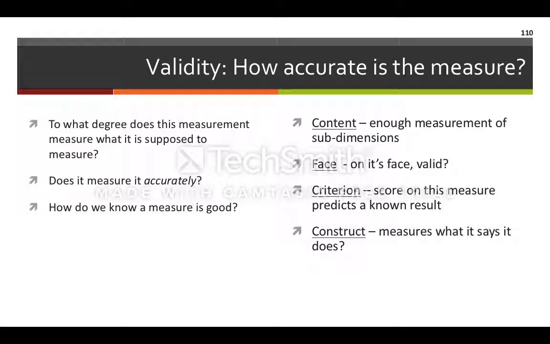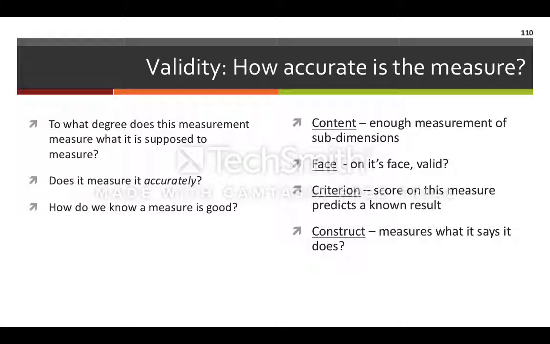So validity, again, it's looking at how accurate is this measure, how trustworthy is it? And there's various kinds of validity. The most basic one is what's called face validity, which is kind of eyeballing it and saying, okay, in this patient's satisfaction survey, we're asking about things like wait time, quality of communication, and cleanliness of the facility. On its surface, that makes sense.